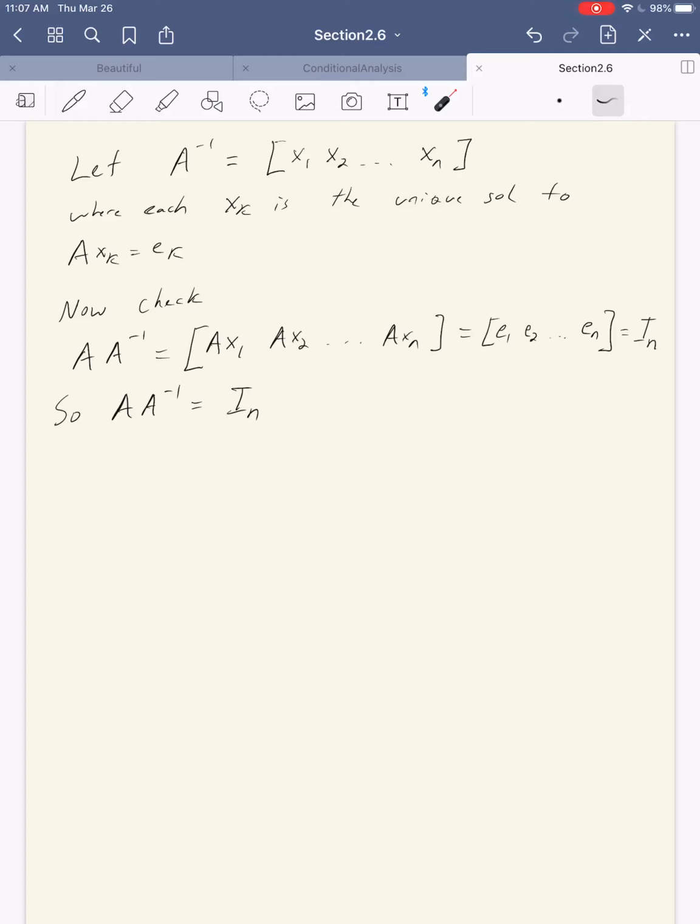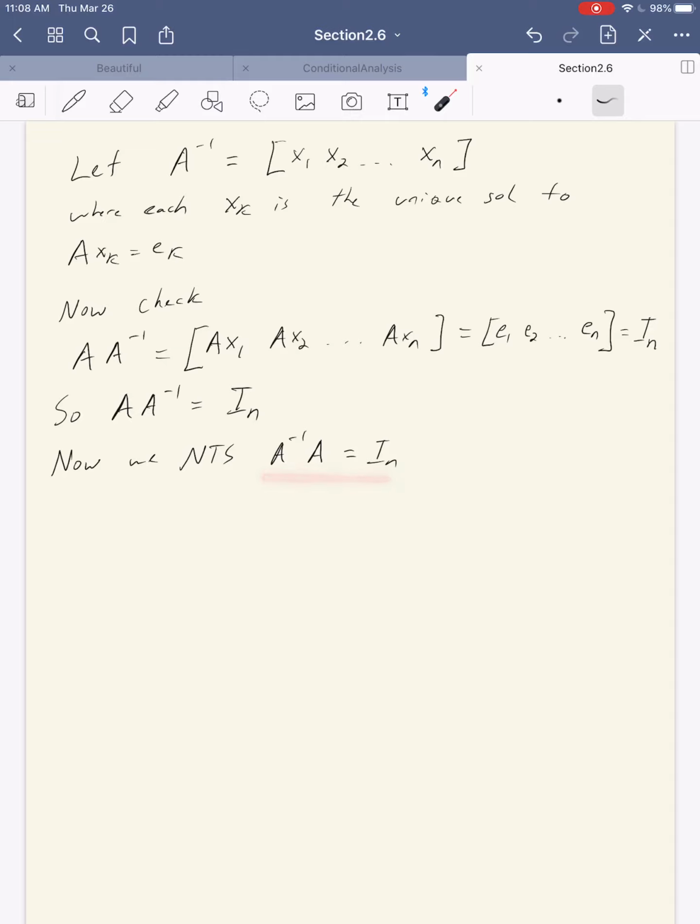Now we need to show the opposite direction: that A inverse times A is equal to the identity. This is the other half, because we've shown that if you right multiply A by A negative 1, we get the identity matrix.